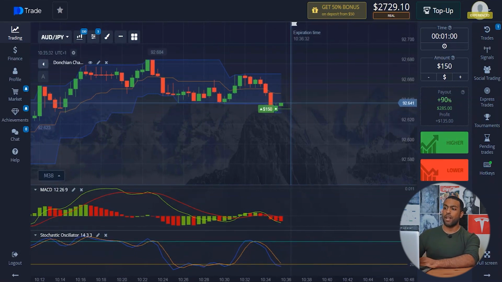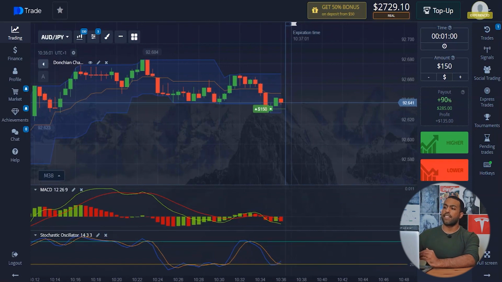I made this decision because the price couldn't break through the Donchian indicator lower boundary or the support level for more than 10 minutes now. And there is a possibility of a price reversal upwards this time. And as you can see right now, after we opened the trade, the price started rising and the new candlestick is also moving upwards. It's rising and is aiming for the middle line of the Donchian indicator.